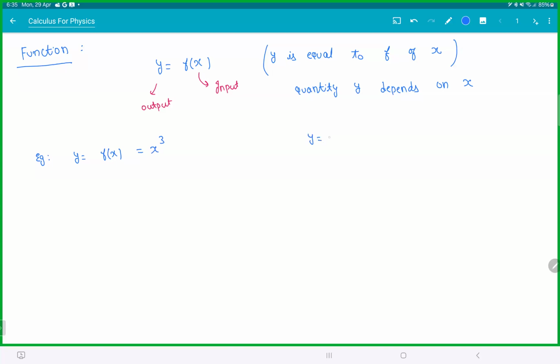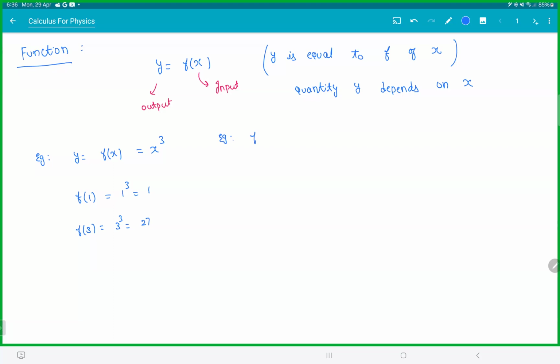if I say y is equal to f of z, means y depends on z. If I say y is equal to f of t, means it depends on some constant called t or time. It can be anything. Anything can depend on anything. So f of x cube, example, so if I say f of 1, means you're putting x is equal to 1. So that is 1. If I say f of 3, so that is 3 cube, that is 27 and so on.